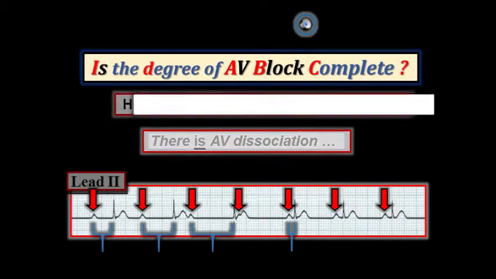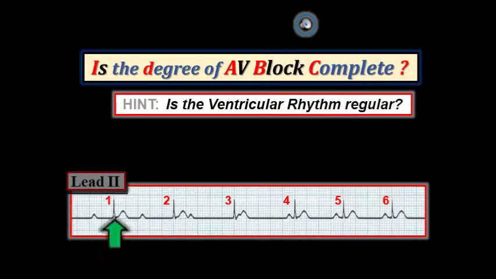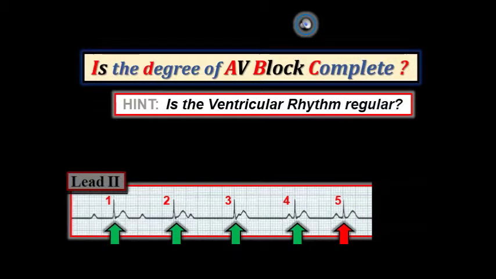Hint: is the ventricular rhythm regular? It looks to be regular, at least for the first 4 beats, green arrows, but then what happens? Beat number 5 occurs early. This is where we would expect beat 5 to occur, but instead it comes early. When the ventricular rhythm is not regular, this is a big clue that the degree of AV block may not be complete.